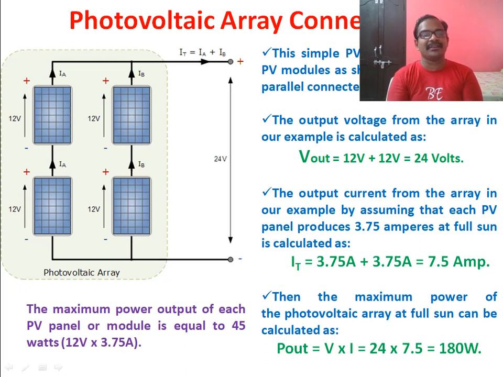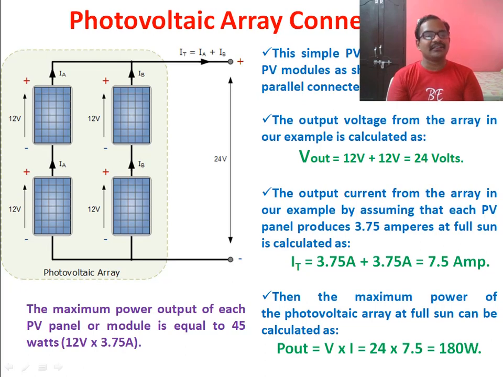Total voltage will be the voltage across the individual string. The voltage across a string will be, there are 2 panels connected in series and each panel will produce 12 volts. So in series we will get 12 plus 12. The voltage will get added up and you will get 24 volts across each and every string, and therefore the total output voltage from the array is 24 volts.